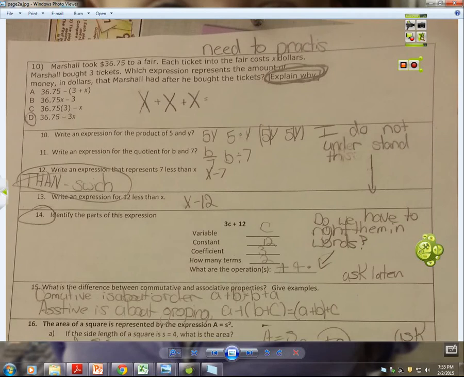And then 12. Write the expression that represents 7 less than X. Well, in order it's 7 minus X, less equals the subtraction, but it says than, and than means you have to switch it, so it has to be X minus 7, otherwise it's wrong. So that's your answer.